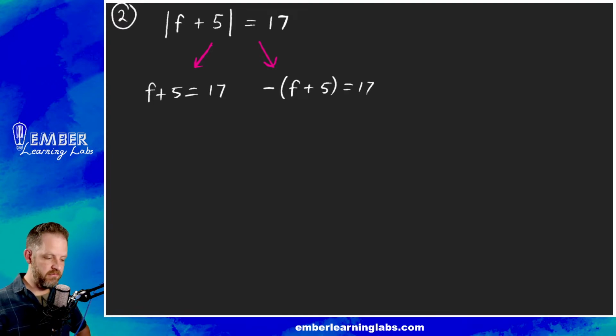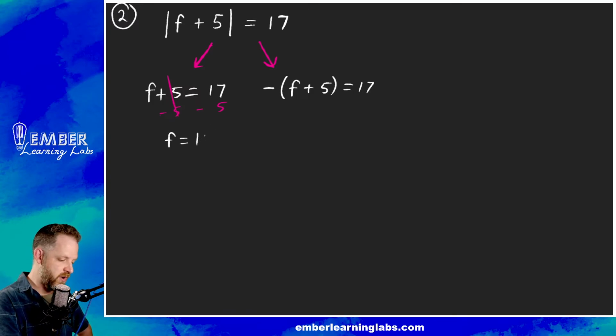The other one is going to be the negative version of that same thing. That's easy peasy. Now we've got a couple of really simple equations we can solve. Let's do it. So this one, we're going to subtract 5, subtract 5 over here. Those 5s cancel, leaving us with just an F. 17 minus 5 is 12.